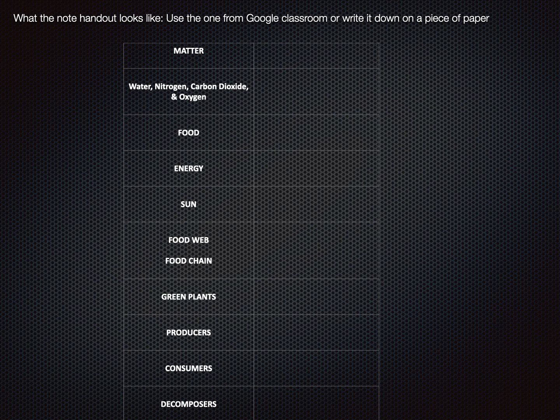So let's get started. In this table, I'm going to go through each row. You're going to fill the information out in the box to your right, or if you're doing it on a piece of paper, just write the information next to the word.